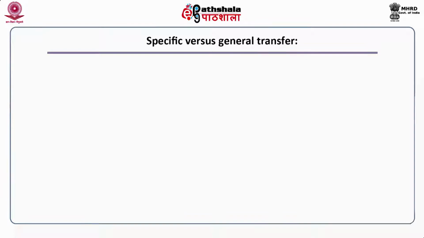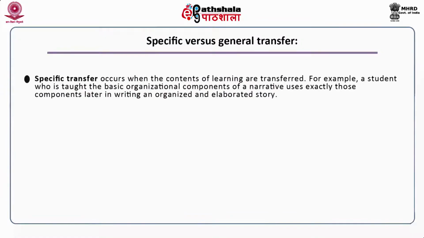Specific versus general transfer. Specific transfer occurs when the contents of the learning are transferred. For example, a student who is taught the basic organizational components of a narrative uses exactly those components later in writing an organized and elaborated story.